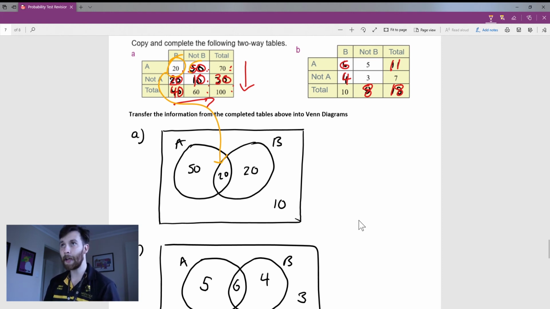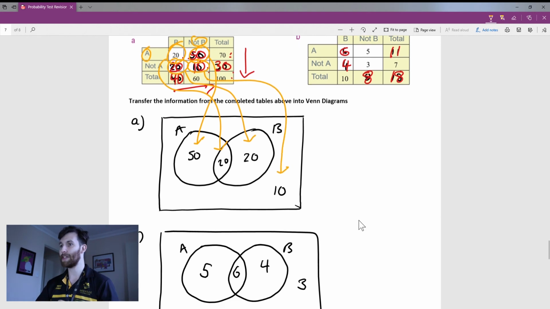These people here, these 50, belong to A, but not B. So therefore, those guys have got to go here in that section. On the right of that, the people that belong to B but not A. It's getting so messy, I apologize, but I think it's just the nature of writing on the screen. Then we've got the 10 people that belong to neither who go on the outside like that.